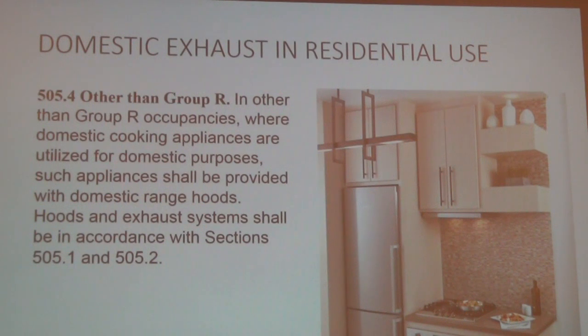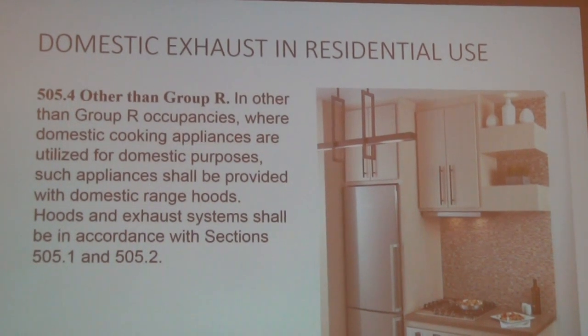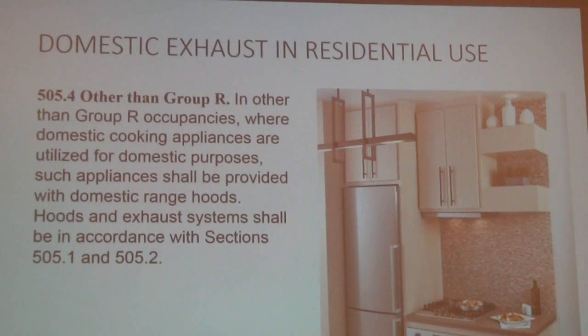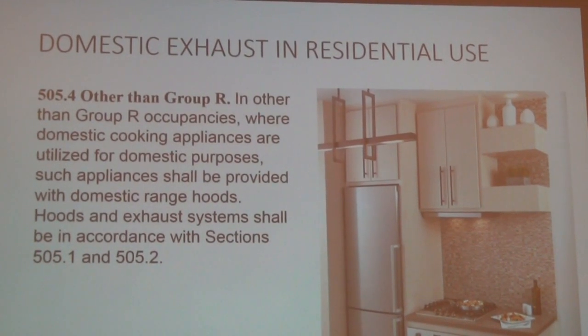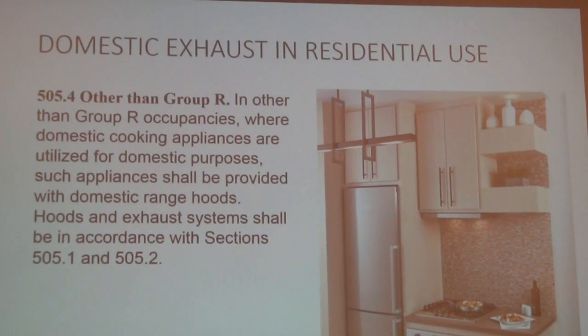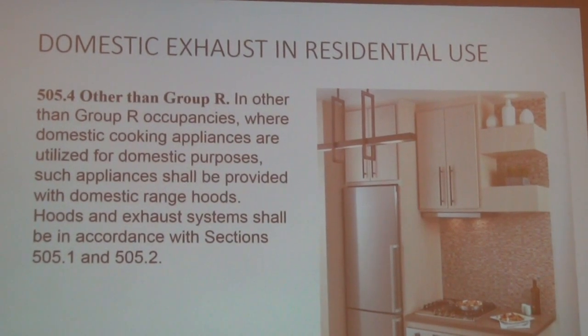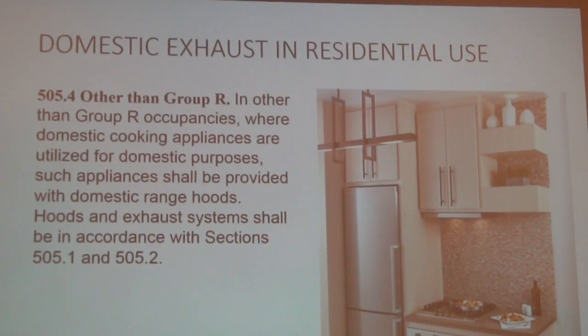Okay, this is the domestic exhaust. Other than Group R occupancies, where domestic cooking appliances are used for domestic purposes, they shall be provided with domestic hoods, and the hoods shall be according to the standard. If you have an office building, and in their lunchroom they put in a stove, technically they have to put in a residential exhaust system by the standard. This is what it's saying.